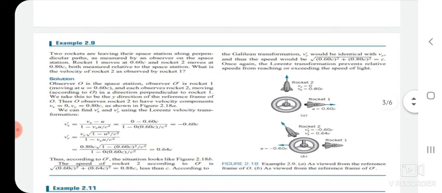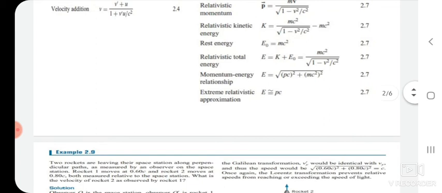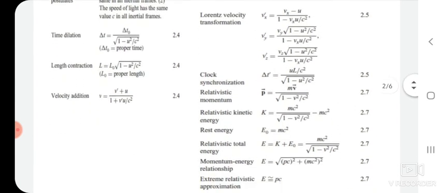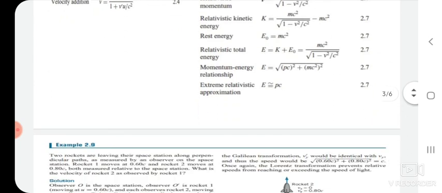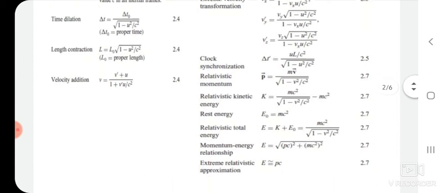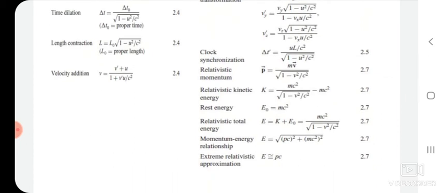If you have any doubt with any problem, you can ask me anytime. If you want to solve this kind of numericals, you have to know all the formulas which have been derived in this chapter.